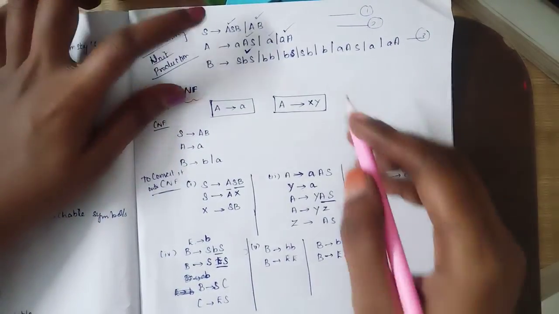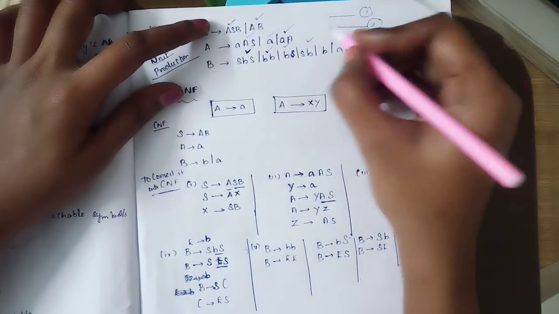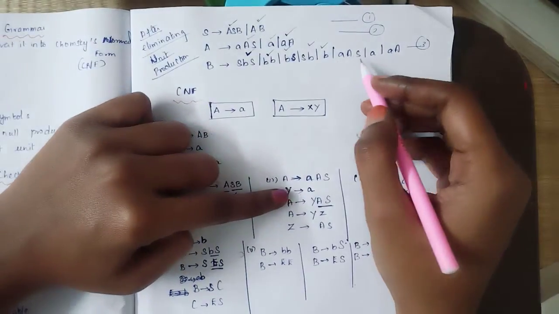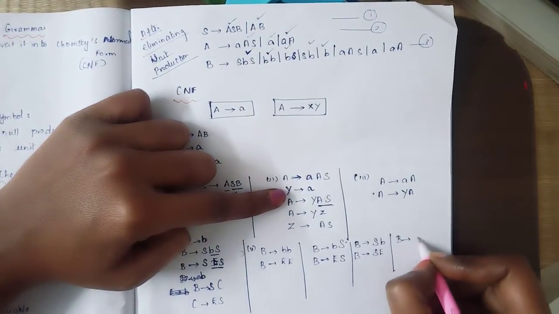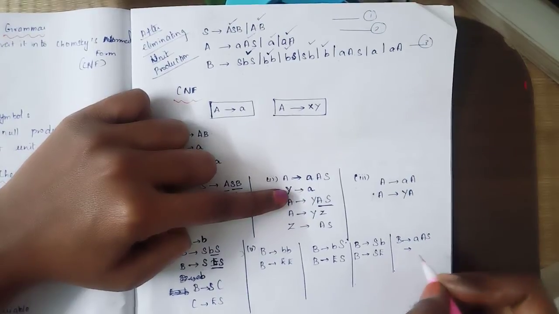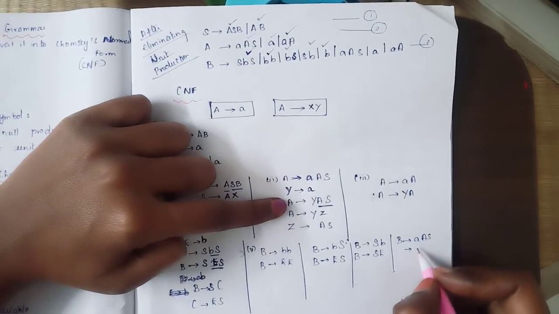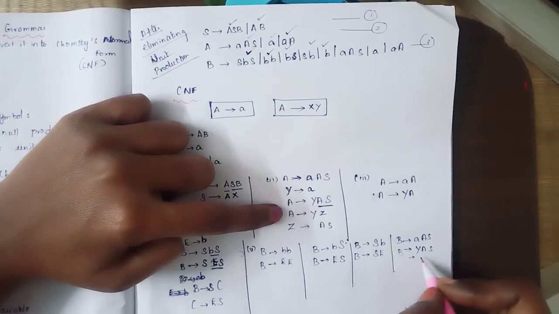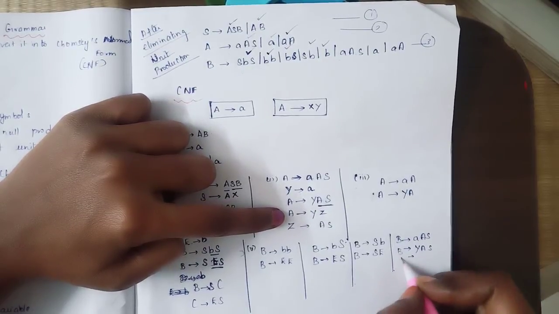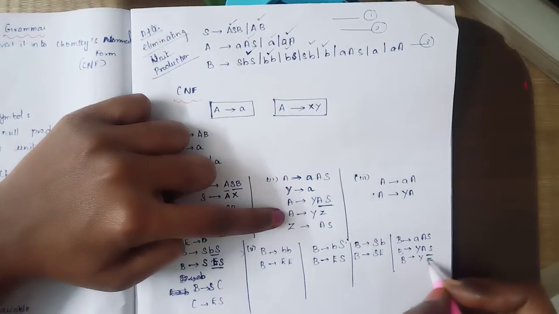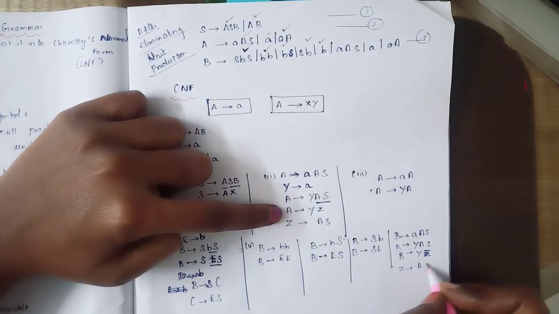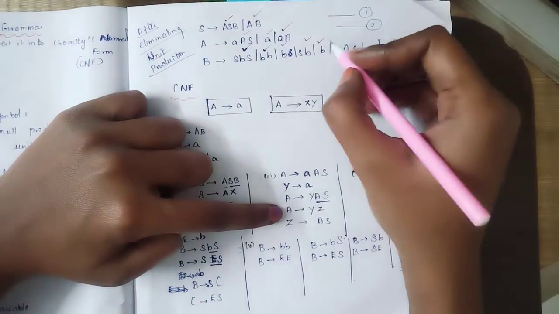Okay, fine. Next one, so I have finished all these things. Next B is also completed over here, and AS already we have finished. So B tends to AS, which means already we have replaced by Y. So we'll have YAS. So B tends to Y and you'll have Z. So this Z, Z tends to AS. Okay, we have finished this also.